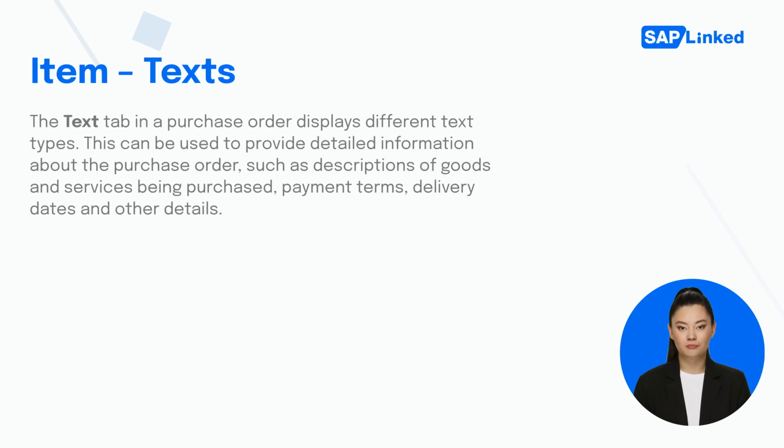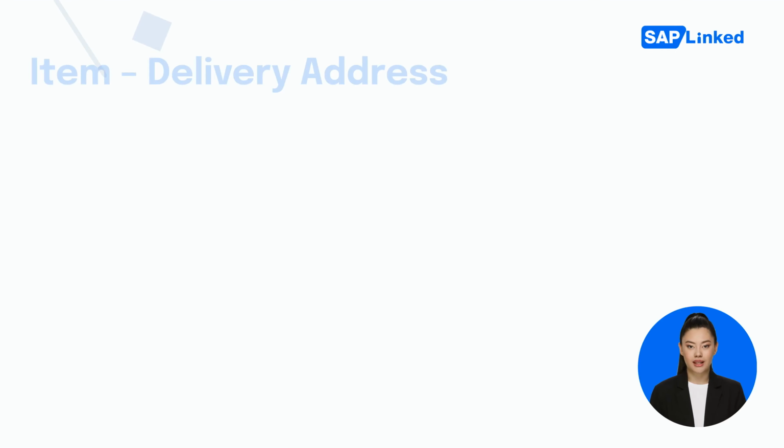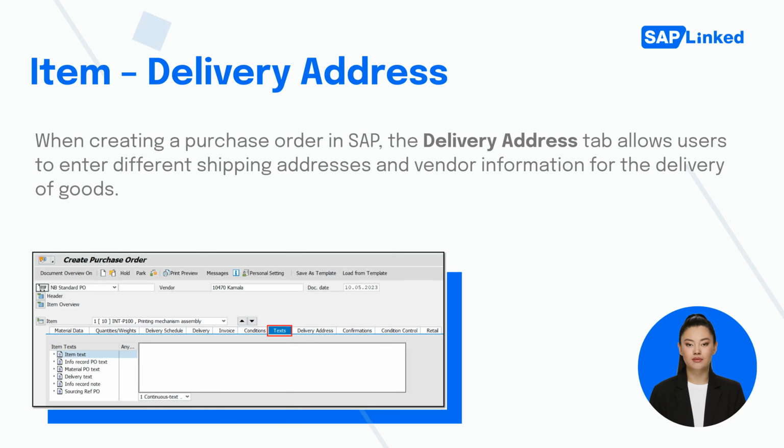The Text tab in a purchase order displays different text types. This can be used to provide detailed information about the purchase order, such as descriptions of goods and services being purchased, payment terms, delivery dates, and other details. When creating a purchase order in SAP, the Delivery Address tab allows users to enter different shipping addresses and vendor information for the delivery of goods. This is useful for organizations that need to ship goods to multiple locations or vendors.